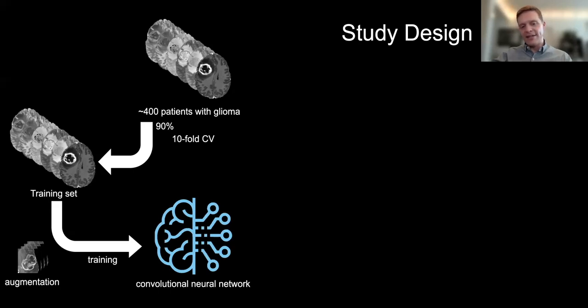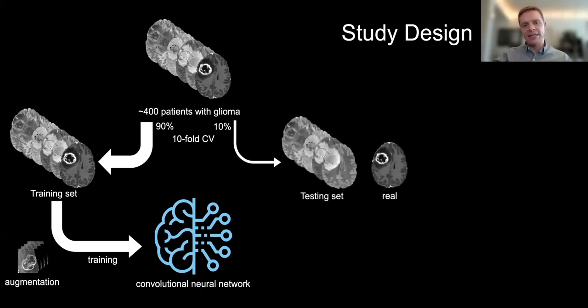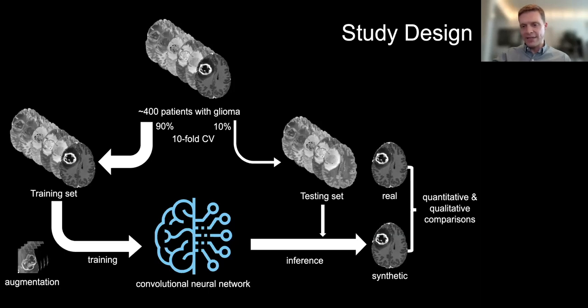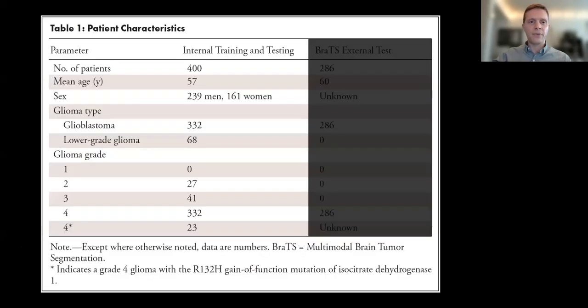We then used that data to train a deep convolutional neural network to predict post-contrast images. And then we took the remaining 10% of our patients as a testing set. We took those non-contrast series, fed them into our trained neural network to generate synthetic post-contrast images. And then we performed some quantitative and qualitative comparisons between the real and synthetic images. That's the broad overview.